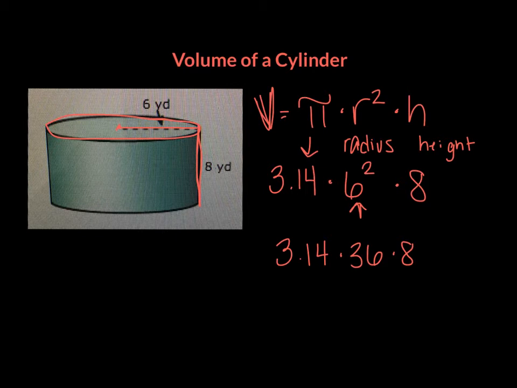When you type that in, you're going to end up getting 904.32. Now this is the weird part. Looking at our units, I can see that we're in yards. So remember that when we're doing volume, you put yards cubed. So it's a little 3 because you want to think of all the little cubes it takes to fill up the cylinder. And that's how you find the volume of a cylinder.